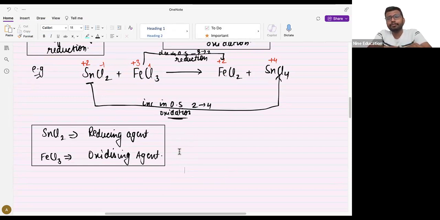So SnCl2, what is it doing? It is reducing FeCl3 to FeCl2, decreasing the oxidation number of iron from +3 to +2. Similarly, FeCl3, what is it doing? It is oxidizing SnCl2 to SnCl4.